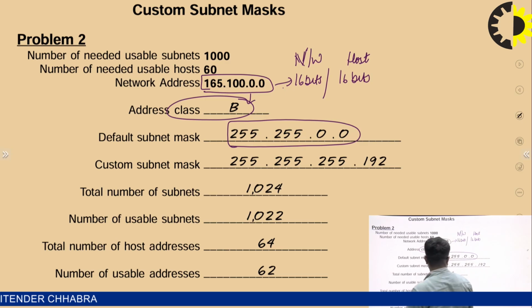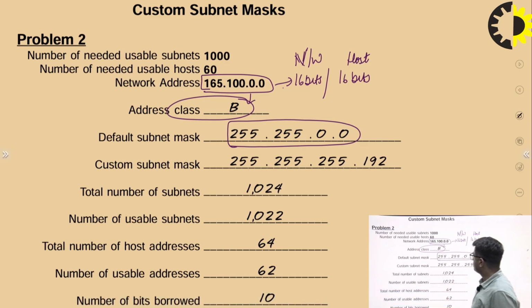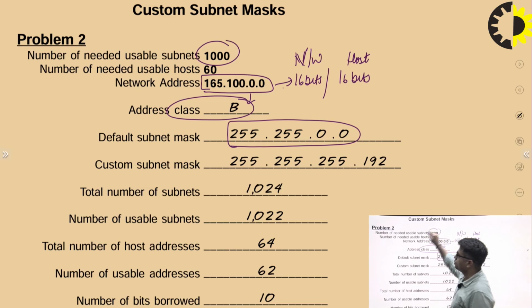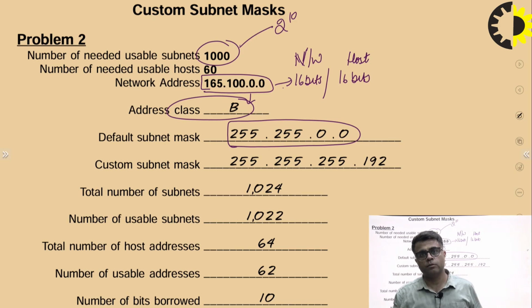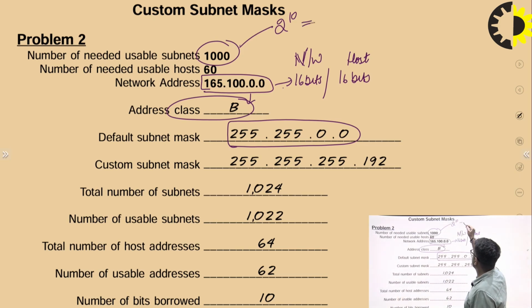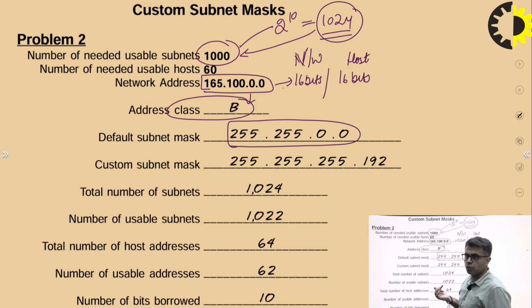Okay. Now, if we want to create 1000 subnetworks, 1000 subnetworks means, let's say 2 raised to power 10, because with fewer than 10 bits, I won't be able to create 1000 subnetworks. So 2 raised to power 10 is equivalent to 1024. Out of these 1024, I will use 1000. Okay. And number of usable hosts 60.